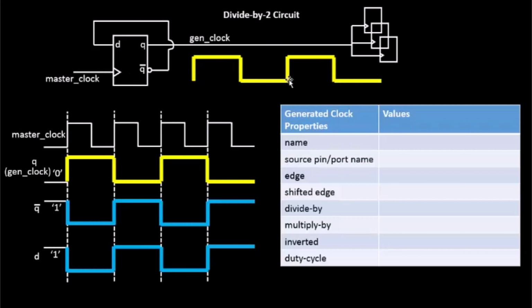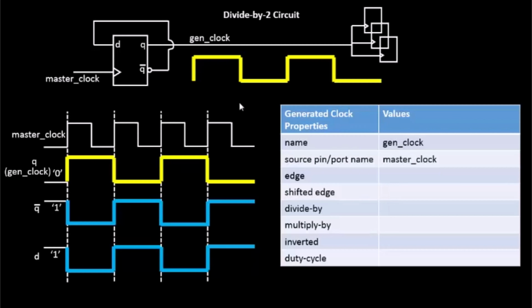So we can code this functionality in this format. For example, a generated clock has certain properties. It has the name and it has the source name. The name is basically what we give to this new clock that is getting derived at the output, and let's say we call it gen clock. The source name, or the pin and port name, says what the source of this generated clock is. In this case, the source is nothing but the master clock. So we put the master clock value over here.